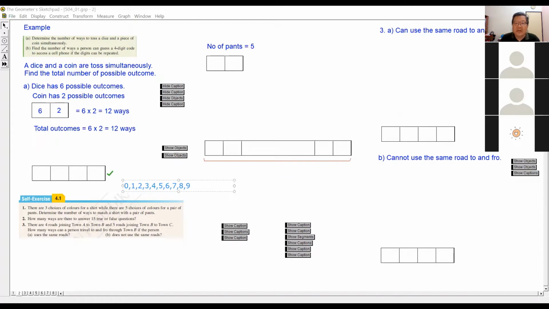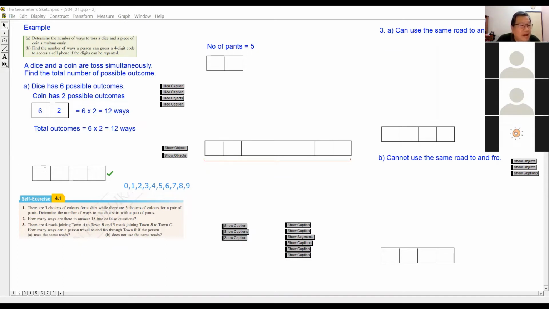So altogether, how many digits are there? Can I put 10? 10 cannot, 10 has two digits already, only one digit. So how many are there? Chen Dong said nine. Li Ying, how many? How many one digit numbers? 10, correct. So what are the 10 numbers? 0, 1, 2, 3, 4, 5, 6, 7, 8, 9.